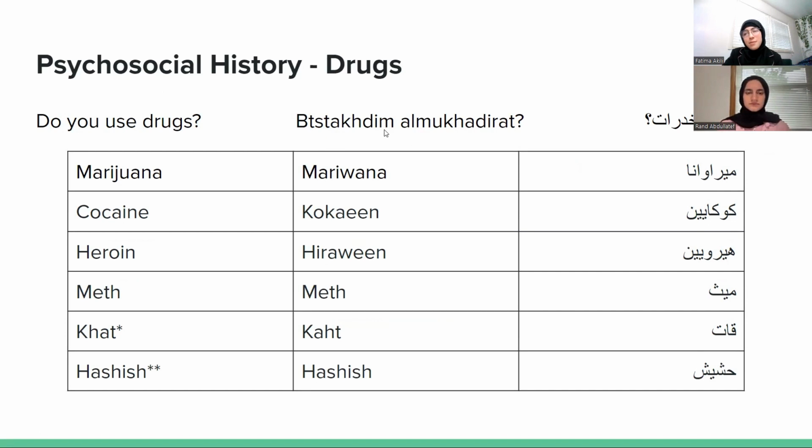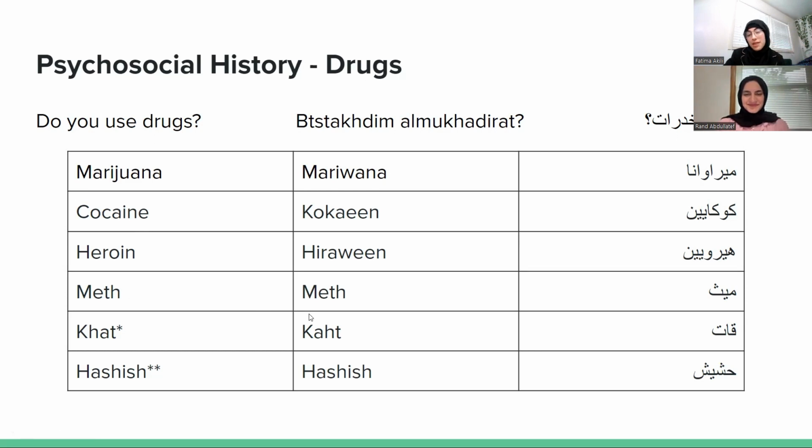تستخدم means do you use. Al-mukhaddirat means drugs. And the direct translation for mukhaddirat is actually sedatives, even though that's not what you're asking for, but that's kind of the root of the word. So تستخدم المخدرات, do you use drugs? And then marijuana is marijuana. Cocaine is cocaine. Heroin is heroin. So as you can see, it's just the same thing and you just say "een" at the end.